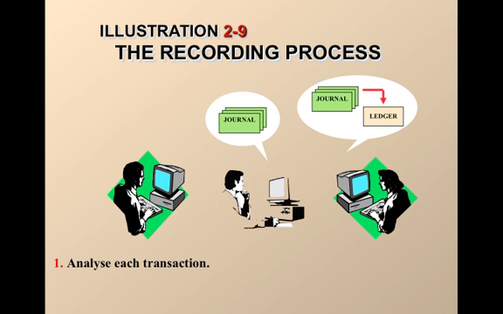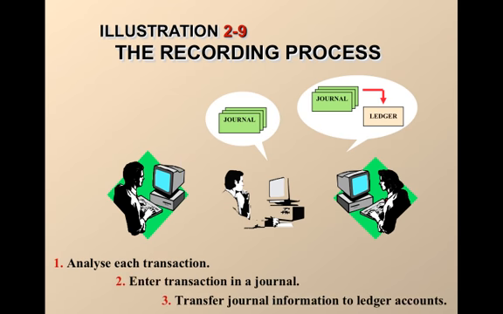So the first thing we need to do is analyze each transaction, which requires us to think about what accounts are affected and if they're going up or down. Then you're going to enter that transaction into the journal. And then you transfer that journal information to the ledger. The act of doing this, moving it from the journal to the ledger, is called posting.